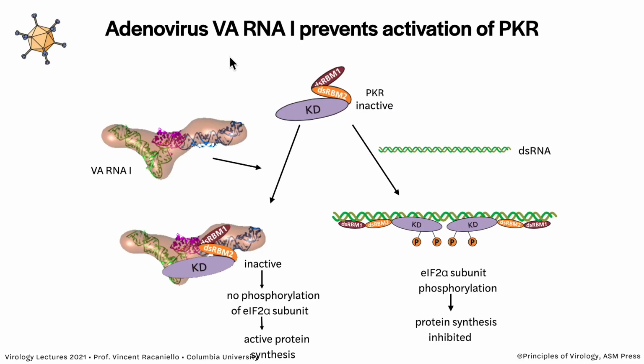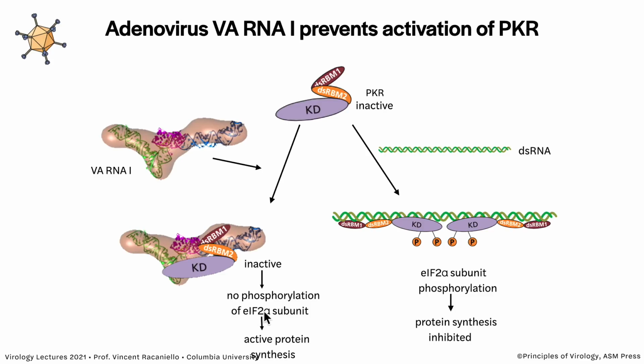So let me give you an example of a viral antagonist. This is an RNA made by adenovirus called VaRNA1. It's a short RNA, and its structure is shown here. What it does is bind PKR, but only one molecule of PKR is bound. So PKR cannot be activated, because in order to get activation of PKR, two molecules need to bind to a double-stranded RNA. How brilliant is that, right? It's just amazing.